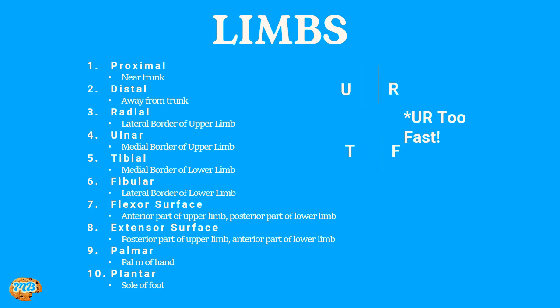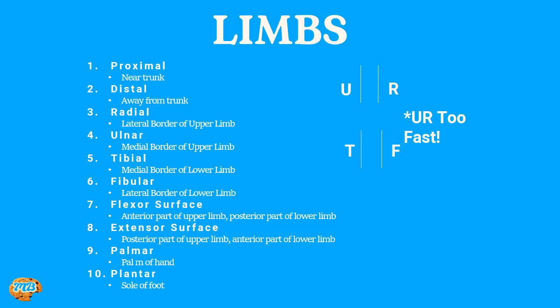So the radial can refer to the lateral region of the upper limb. Ulnar refers to the medial border of the upper limb. Tibial, medial border of lower limb. Fibular, lateral border of the lower limb. They're called these because of the position of the bones.